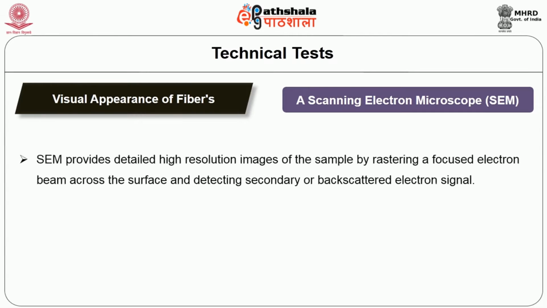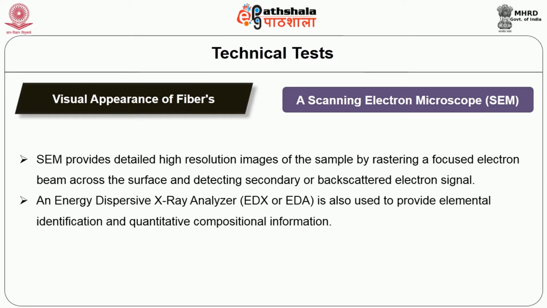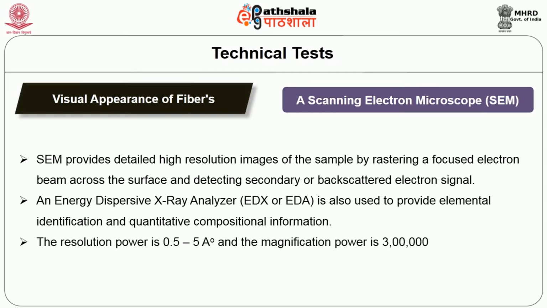SEM provides detailed high-resolution images of the sample by rastering a focused electron beam across the surface and detecting the secondary or backscattered electron signal. An energy dispersive X-ray analyzer, called EDX or EDA, is also used to provide elemental identification and quantitative compositional information. In addition, the resolution power is 0.5 to 5 Angstrom and the magnification power is up to 3 lakh times.